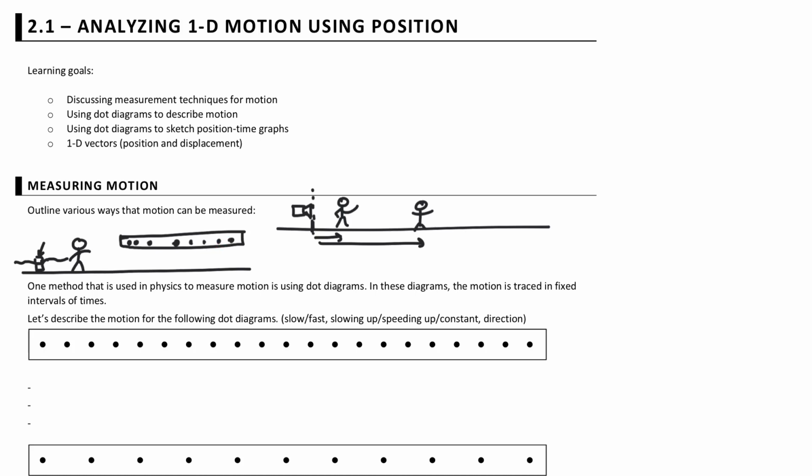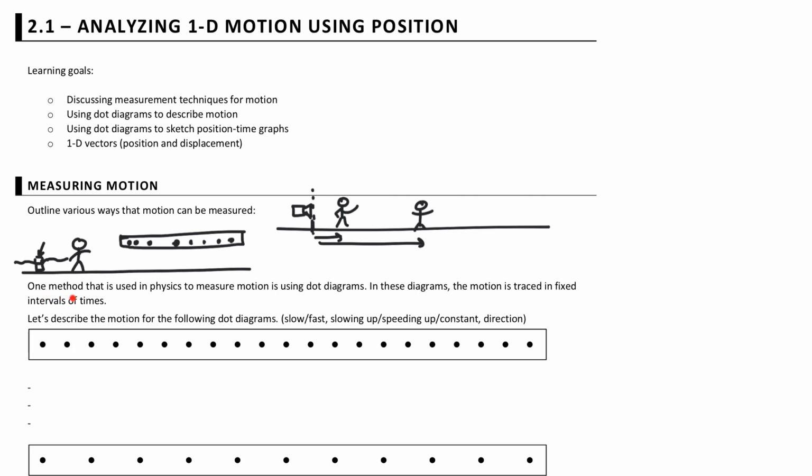There are many different methods and additional methods that we can use to measure motion as well, but the focus of today's lesson will just focus on these two ideas for now. We can also use cameras and other things, and they all have their own advantages and disadvantages.